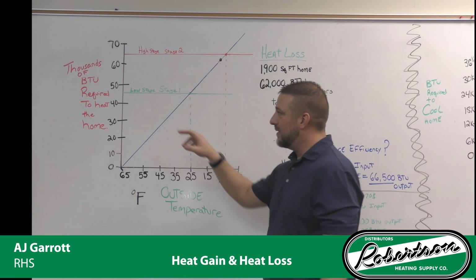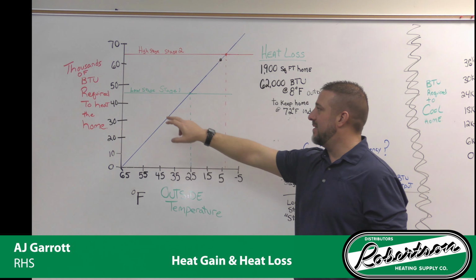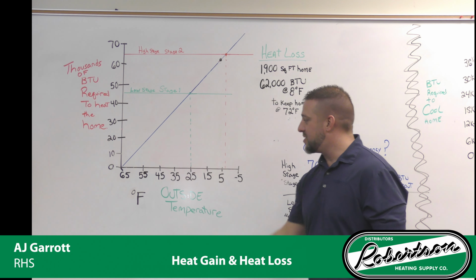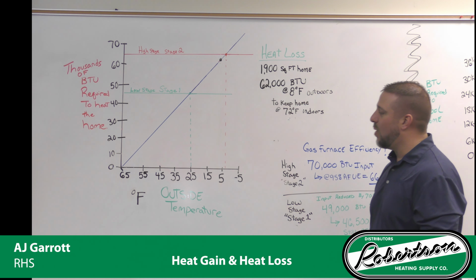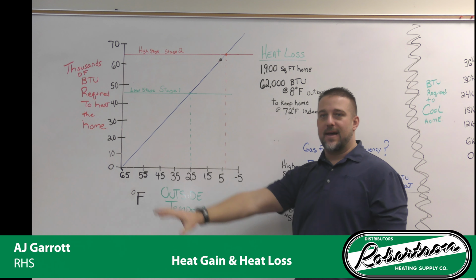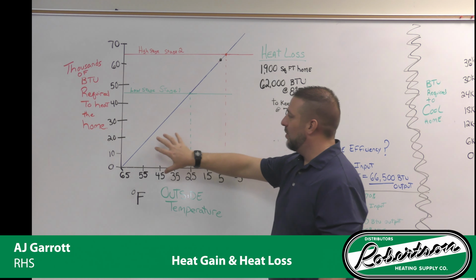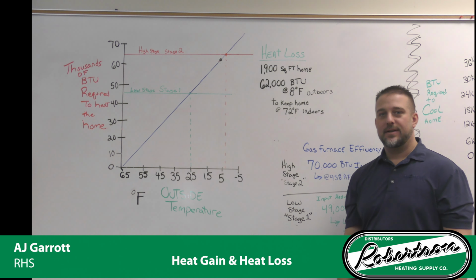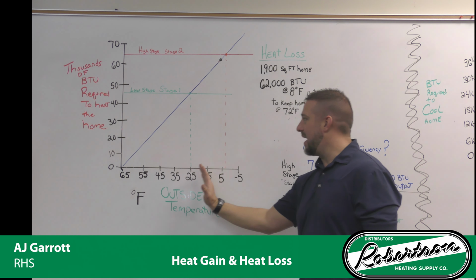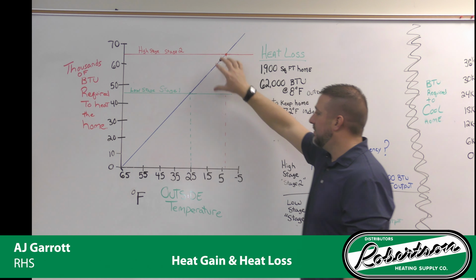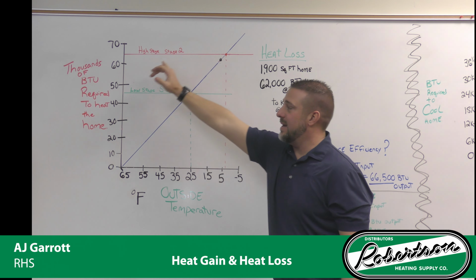Let's plot this one out. So 46,500 BTUs, we come across where it intersects the diagonal line, we drop straight down, and we find at 25 degrees, stage 1 will satisfy the house. So anything really in this block right here, stage 1 will take care of. Should we start to get outside of that block, we now require stage 2. Anything that's within the red block.